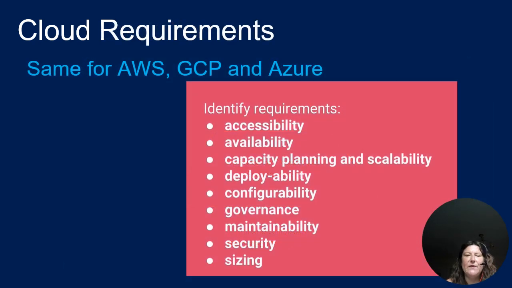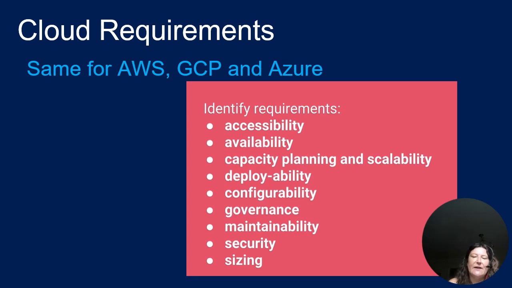So if you're moving from on-premise into one of the clouds, or even from one of the clouds into another cloud, or from on-premise into multi-cloud, how do you start? How do you get started? The big thing you have to start off with is to look at your requirements. In all three cases, the requirements will be the same. It's how you implement them in each of the clouds that is different.